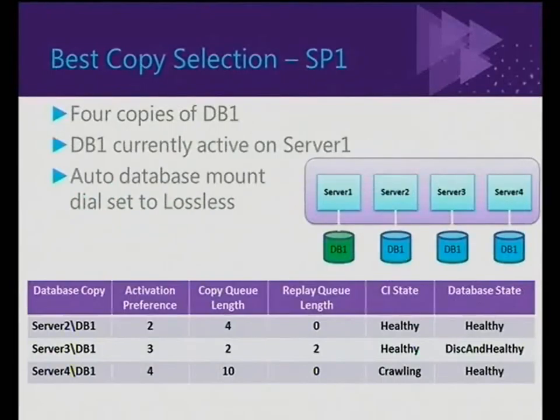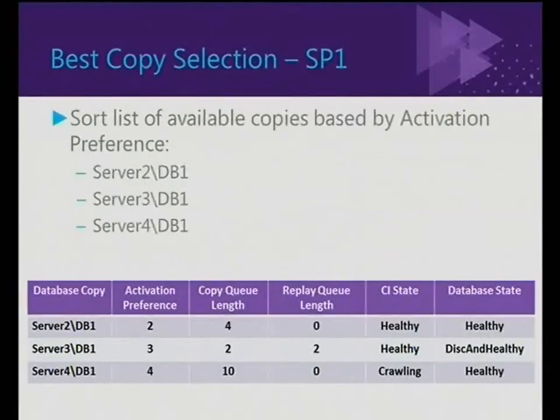Now, SP1, I said it's a little bit different in the beginning with SP1. Remember, in RTM, we're sorting by copy queue length. But in this scenario, everything is the same, except on all of our servers, we've set the auto database mount dial setting to lossless. The default's good availability, which is 6 logs lost. But this administrator has decided to set it to lossless, 0 logs lost. And so when they set it to lossless, we had the same failure scenario, and all of this is still the same. But now we're sorting by activation preference instead of copy queue length.